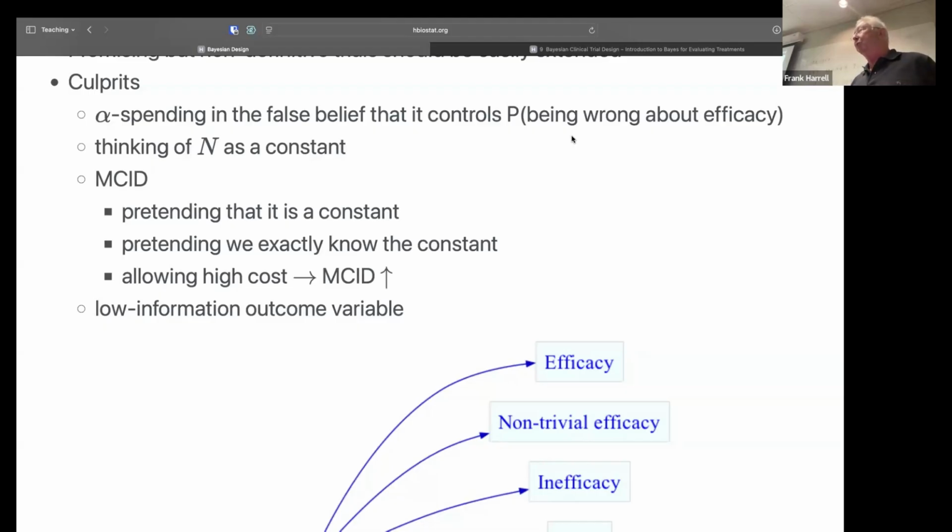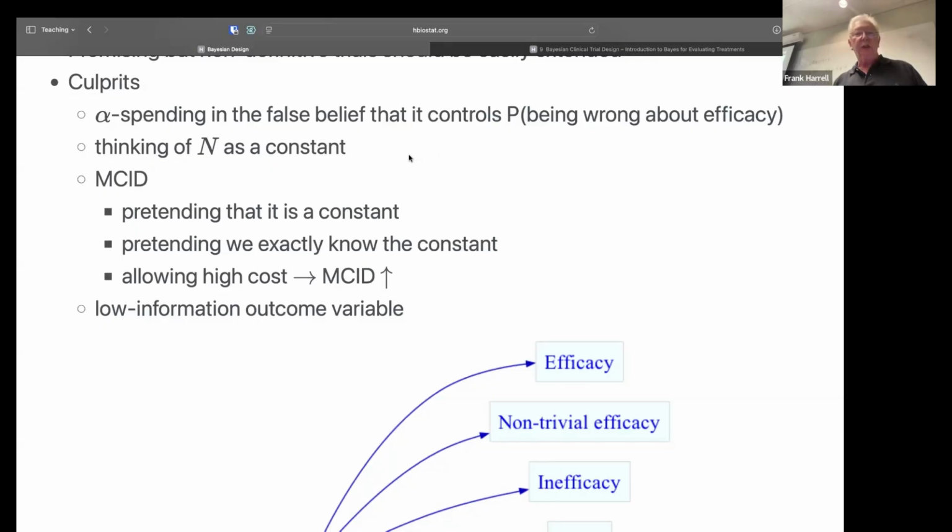And that's one thing that makes people think alpha is blessed in a certain way. I'm going to argue that alpha is not even a noble cause. It's so unrelated to the probability of an error that it's amazing that we use the word error when we say type 1 error.